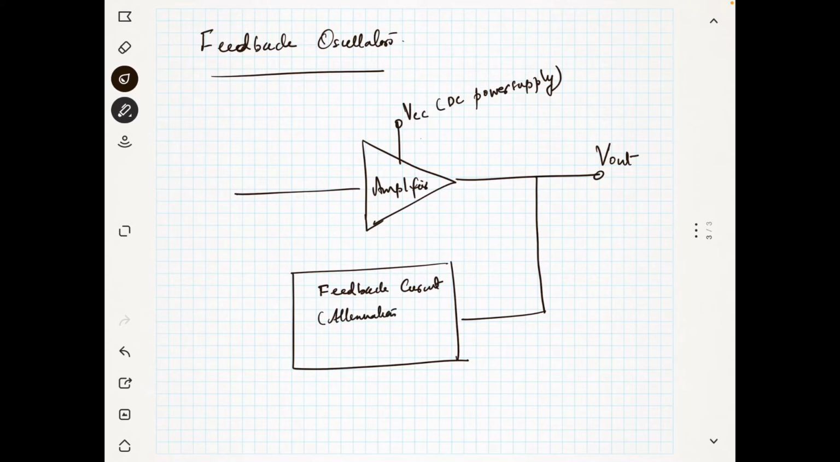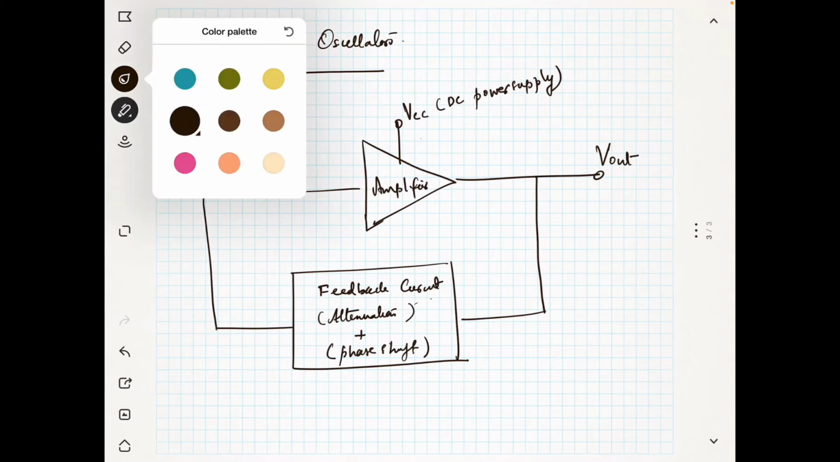We know what attenuation is. Attenuation is usually represented as B, like this. So we have some attenuation here, and we have some phase shift here, and we will connect this output again to the input of the amplifier. So what I want to tell you is how this is actually working.